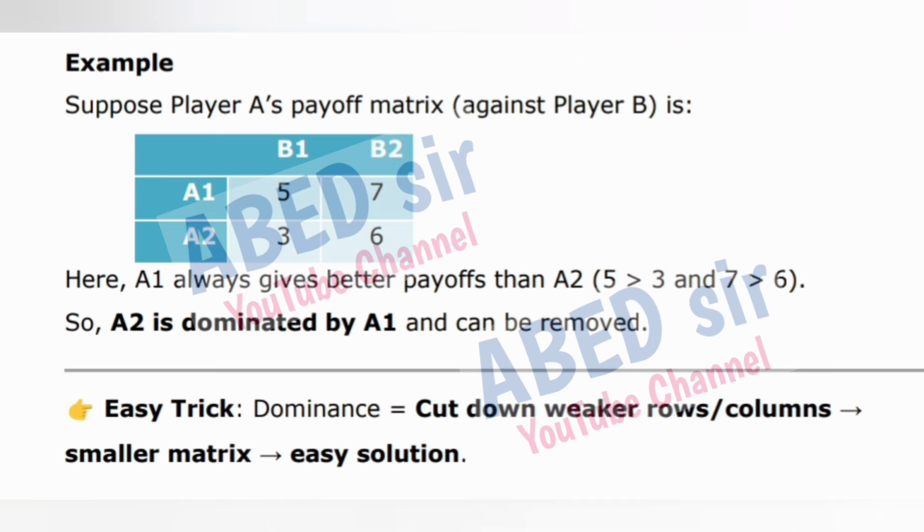Example. Suppose player A's payoff matrix against player B is B1, B2, A1: 5, 7, A2: 3, 6. Here, A1 always gives better payoffs than A2, 5 over 3 and 7 over 6. So, A2 is dominated by A1 and can be removed. Easy trick: dominance equals cut down weaker rows and columns, smaller matrix, easy solution.